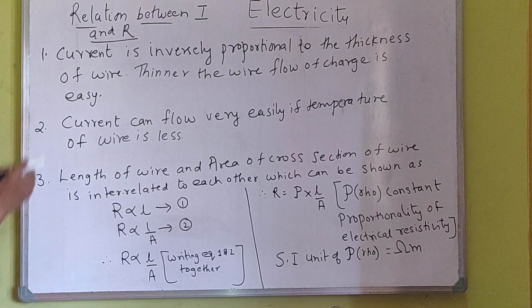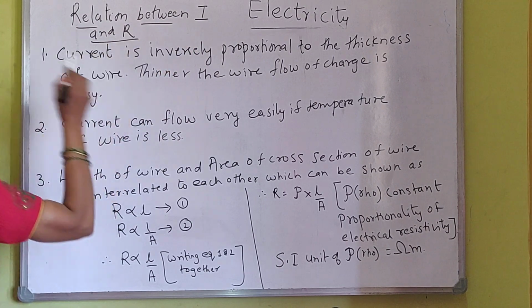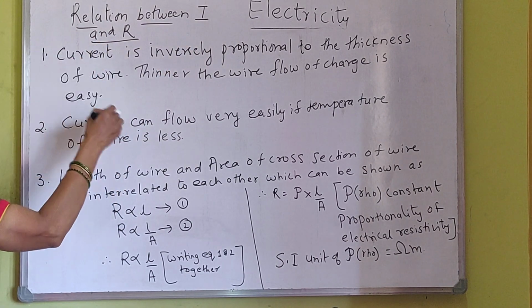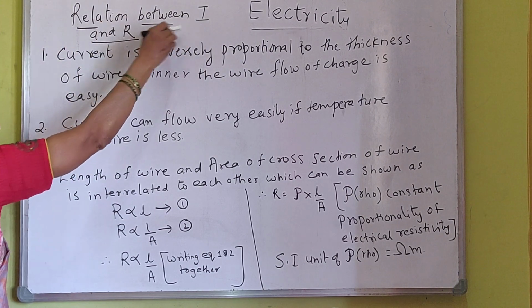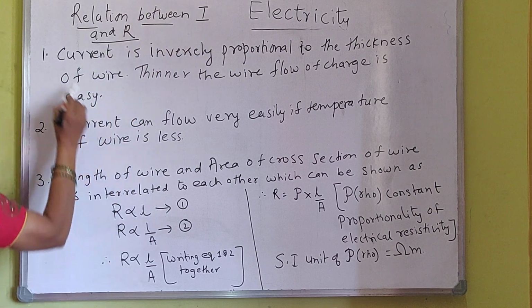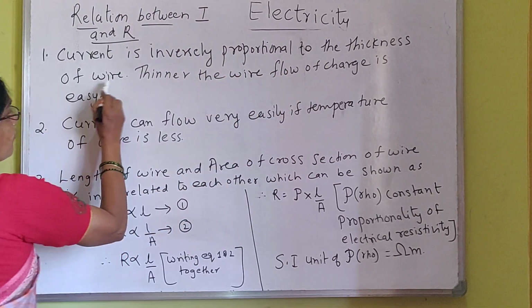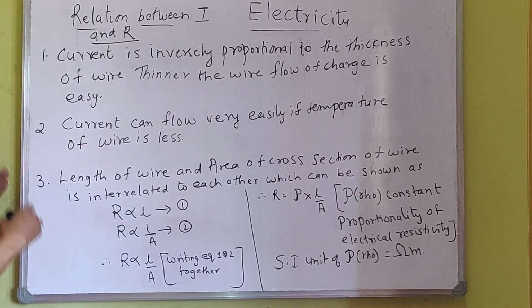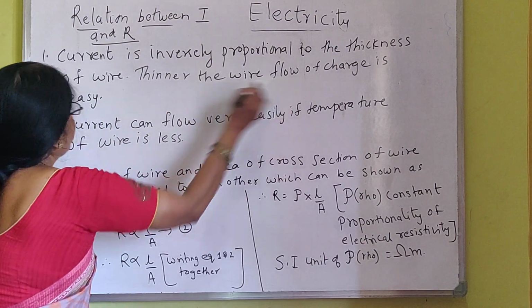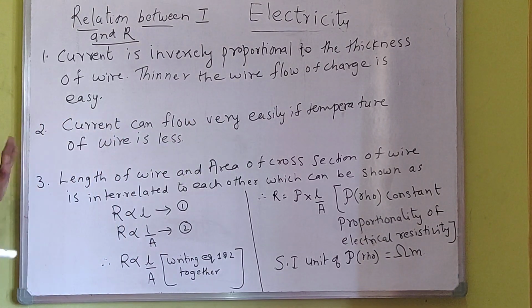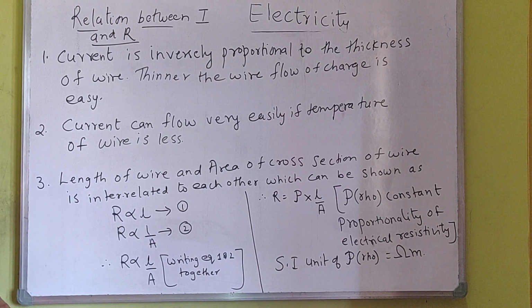Now let us see the relation between current, which is I, and resistance. What happens to that relation? The factors on which resistance depends, the current also has a relationship with them. Current is related to the thickness of wire, which means area of cross section. The thinner the wire, the easier the flow of charge. That means current can easily pass through a thin wire rather than a thick wire.